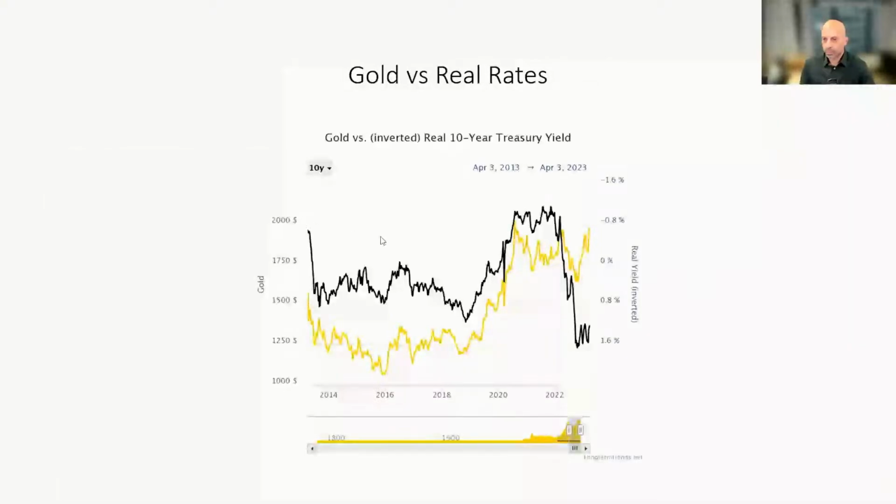Okay. Gold versus real rates. This is a chart that I would like to describe in detail to you guys, because this is what helps me guide the direction of gold on a larger time frame.